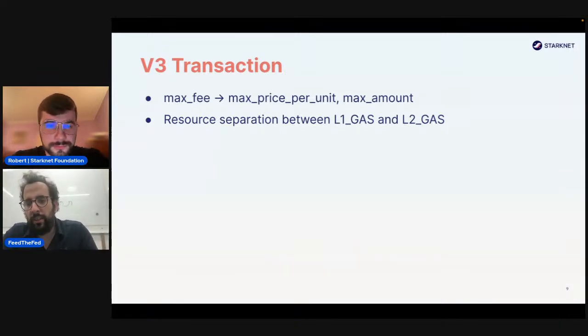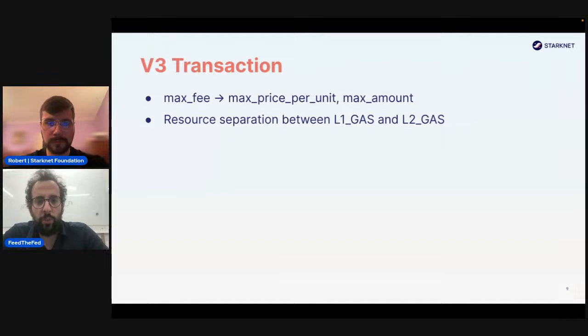But on the other side, there are things like sequencing costs. You actually need the sequencer to include your transaction, execute it, and all those types of things go into the L2 gas category. In v0.13, it is not in use yet. We still did not define L2 gas, but in order to keep future compatibility, we introduced it to the transaction structure. So once we do define it, it's easy to use the existing transaction in order to split resources between L1 and L2.